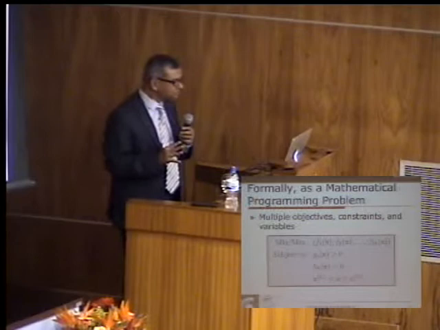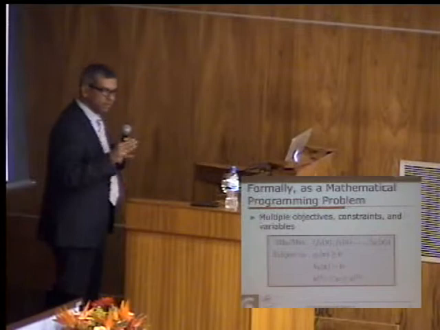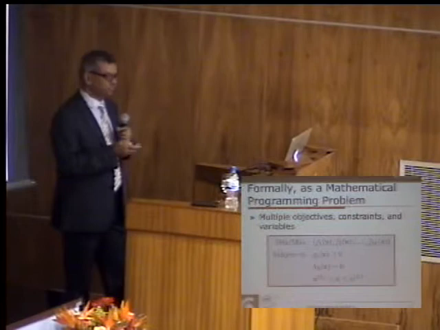And then there are some constraints that you have. So there are inequality constraints, equality constraints, variable bounds. So this is a standard mathematical description of a multi-objective problem. I'd like to take a physical example of what I mean.